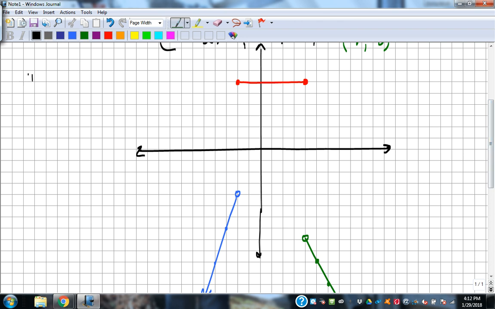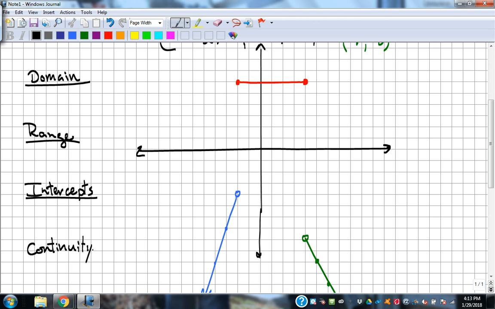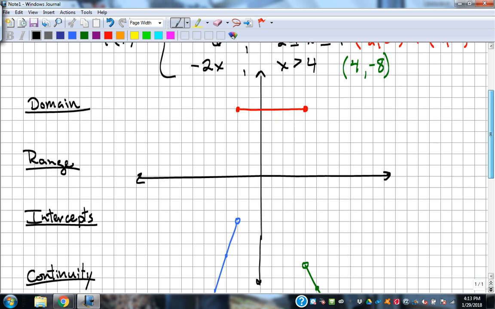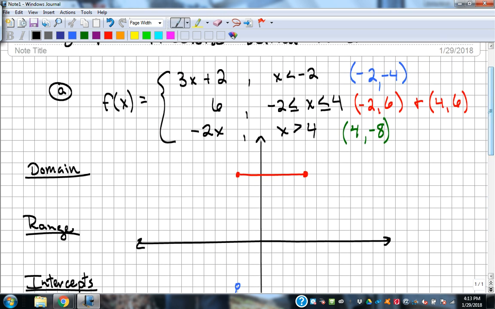But one of our jobs here is to find the domain of that function. And then we're going to find the range, and then we're going to find the intercepts. And then we're going to talk about this thing called continuity, which is the easiest part. Domain can really be found without even having the graph.